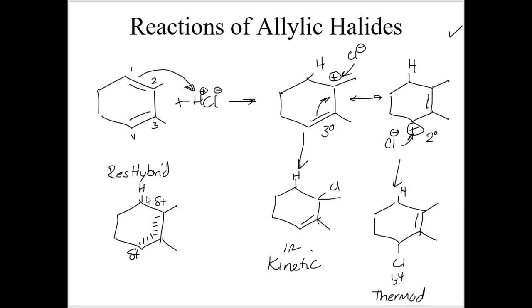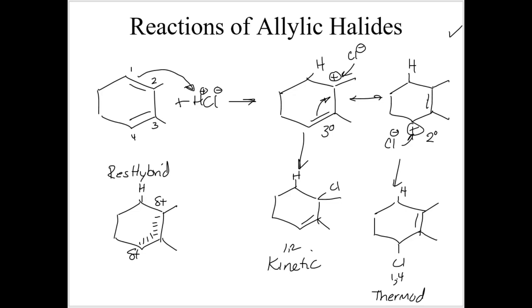And in any kind of mechanistic problem I'm going to ask you to write all the steps. And then I'm going to ask you to tell me what the kinetic and thermodynamic products are. And then I'm also going to ask you to tell me what the resonance hybrid is, to draw that out. Okay, so that is 1,2 and 1,4 addition and kinetic and thermodynamic products. And that's the first reaction of dienes.